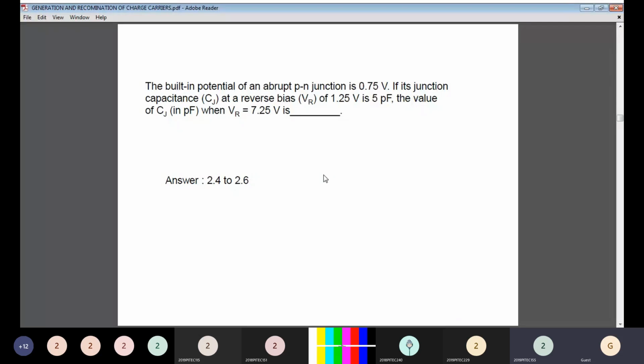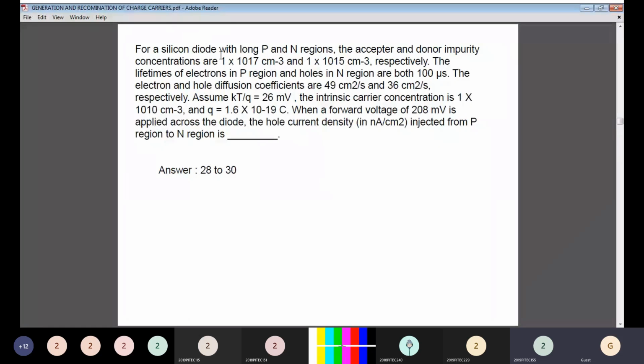Next. For a silicon diode with long P and N regions, the acceptor and donor impurity concentrations are 1 into 10^17 per cm³ and 1 into 10^15 per cm³ respectively. The lifetimes of electrons in the P region and holes in the N region are both 100 microseconds. The electron and hole diffusion coefficients are 49 cm² per second and 36 cm² per second respectively. Assume kT by q is equal to 26 millivolt. The intrinsic carrier concentration is 1 into 10^10 per cm³ and q equal to 1.6 into 10^-19 coulombs.